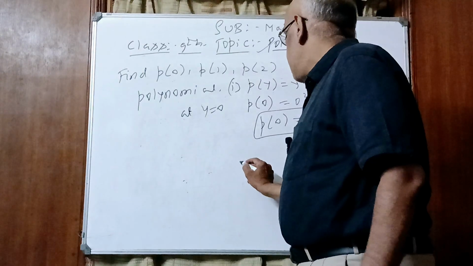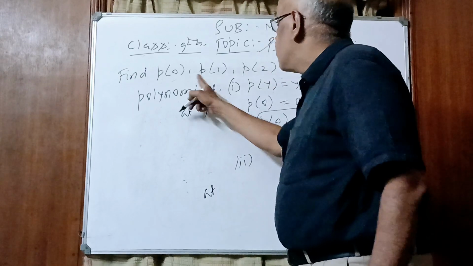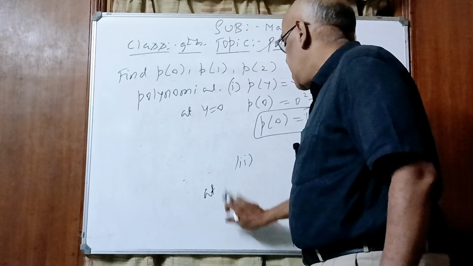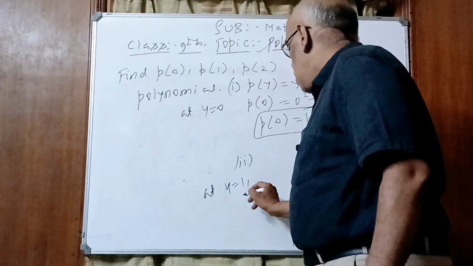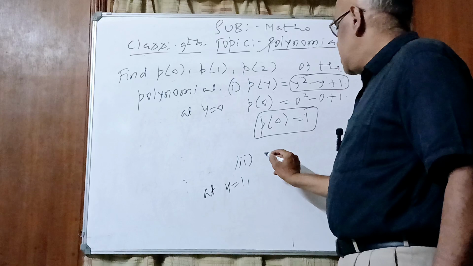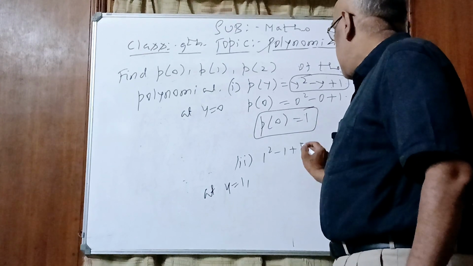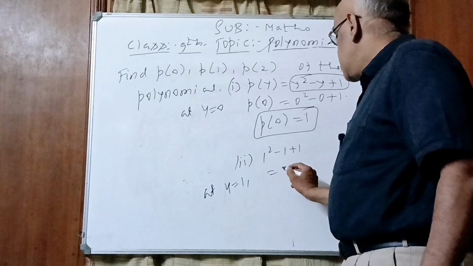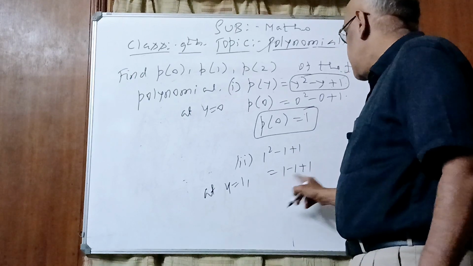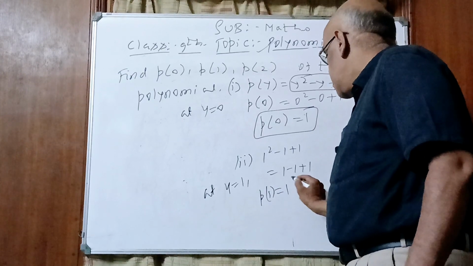Second value, children. What is that value? P of 1 means at y is equal to 1. What is the value of the polynomial? 1 squared minus 1 plus 1. What is 1 squared? 1 minus 1 plus 1. 1 minus 1 is 0. Again, p of 1 is 1.